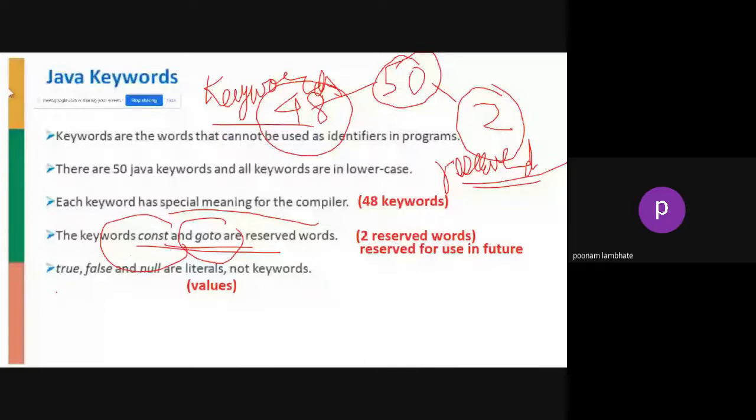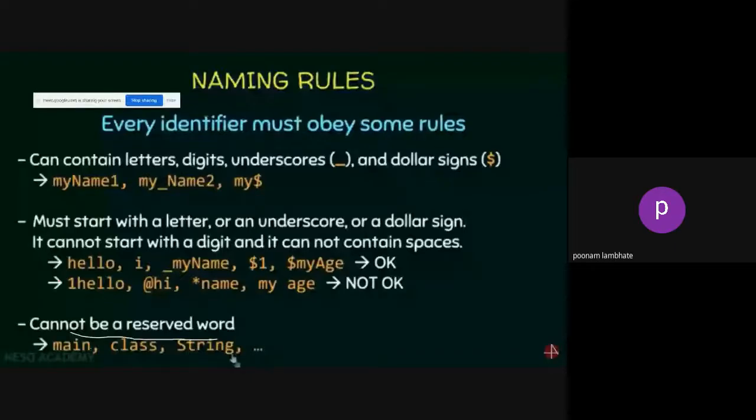remember that true, false, and null are called literals, and they are not keywords. Usually they are not called keywords, they are literals. So in total we have 50 words, out of which 48 are keywords and 2 are reserved words. And other than these 50, we have another 3 words called literals, which are true, false, and null. We'll see the application of all of this. So we cannot use these keywords as an identifier name.